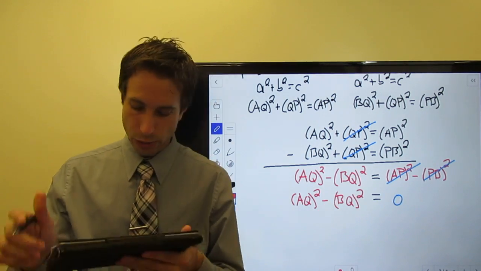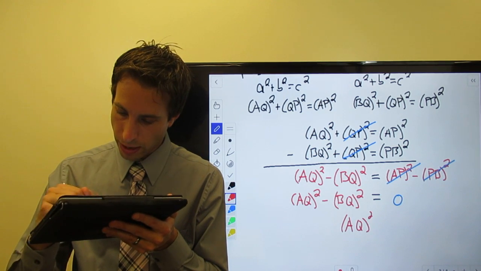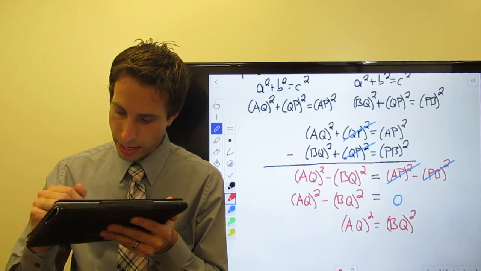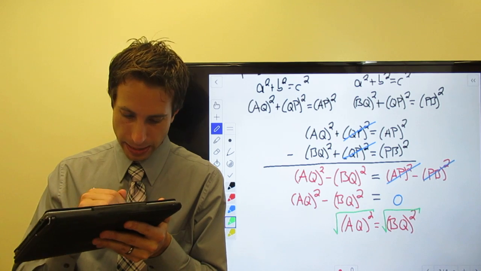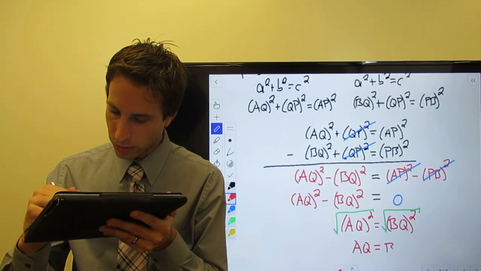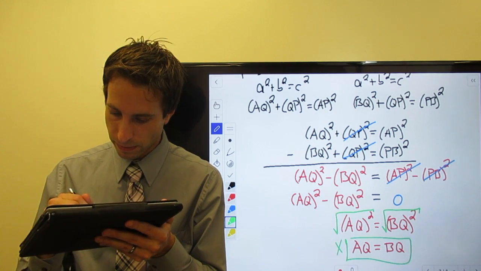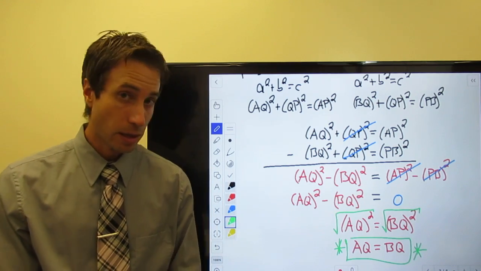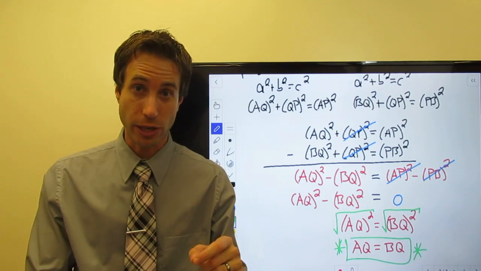Add the BQ squared to the other side. AQ squared is equal to BQ squared. Take the square root of both sides. AQ is equal to BQ, and do you see it? What have we just done? Because I just reached a contradiction.